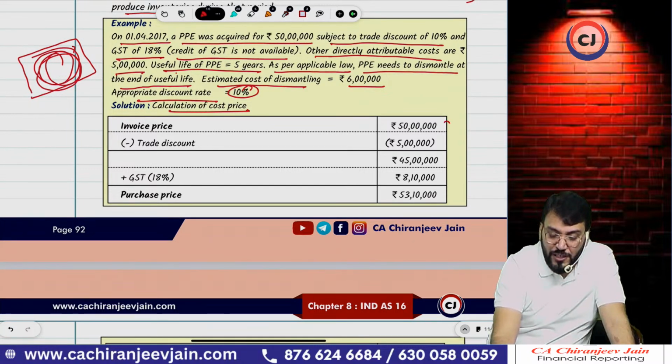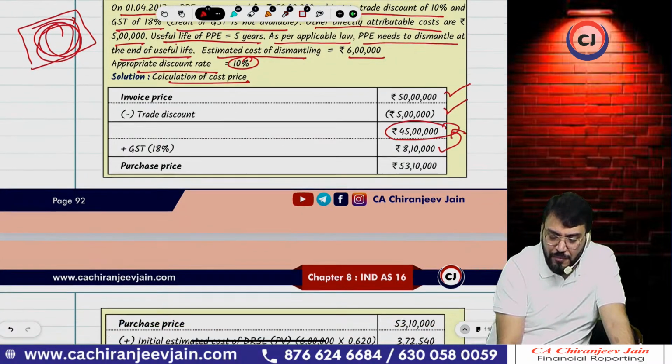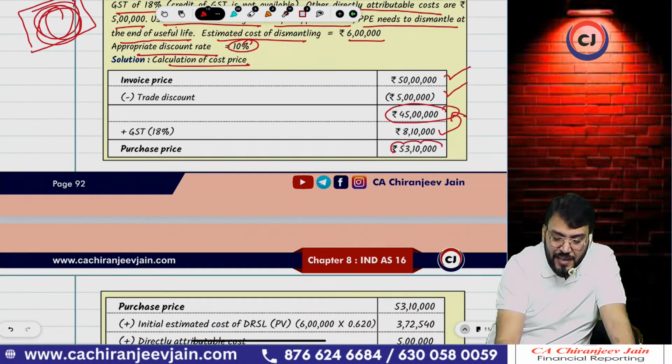Correct. So what is the invoice price? 50 lakh minus trade discount 5 lakh, 45 lakh. Add GST because it is non-refundable. The GST 18% will be calculated on 45 lakh now. It becomes 53 lakh 10,000.